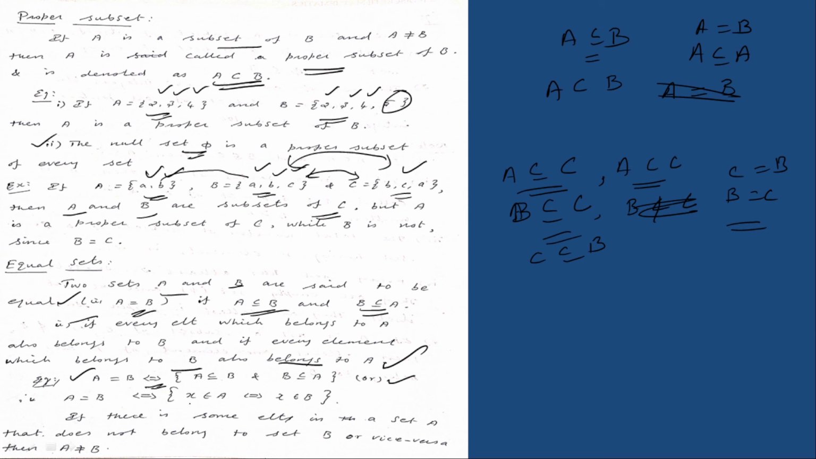Or you can write it as x belongs to A if and only if x belongs to B, which means every element of A is an element of B and also every element of B is an element of A, which means both are the same, which means A is equal to B. So if there are some elements in the set A that don't belong to B or vice versa, then we say that A is not equal to B. If there is some element of A that doesn't belong to B, it means A is not equal to B. And also if there is some element of B that doesn't belong to A, which means B is not equal to A.